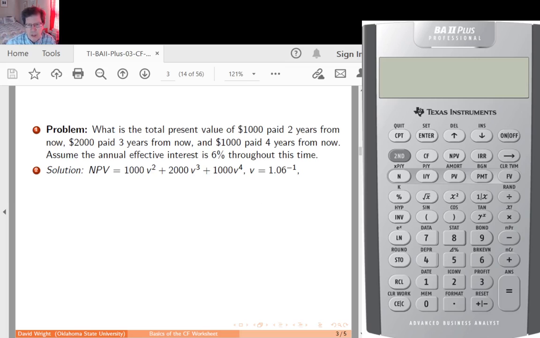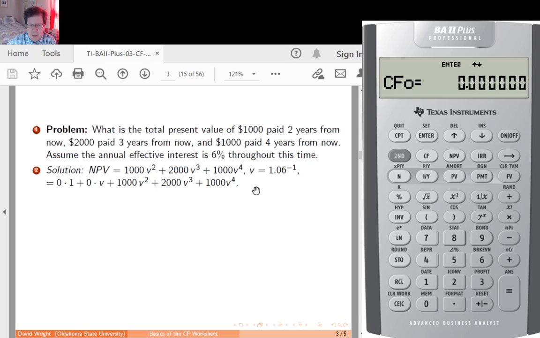We're going to click on the CF worksheet. So first I'm going to turn my calculator on. There it's on. And we're going to click CF, and it asks for CFO. Okay, so let's look at this expression a little bit. It has a few missing terms. So in particular, if you think about it as a polynomial, it has no constant term. So it's 0 times 1 plus also no v term, 0 times v, plus 1,000 times v squared plus 2,000 times v cubed plus 1,000 times v to the fourth. So that's a polynomial with all powers shown and 0 coefficients on the first two.